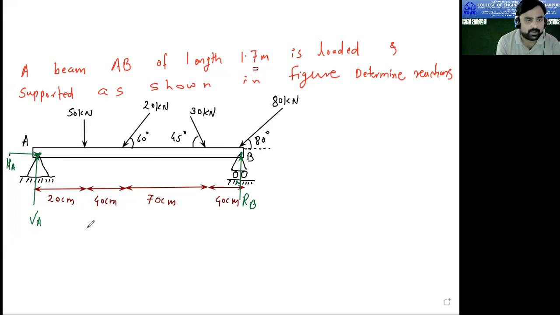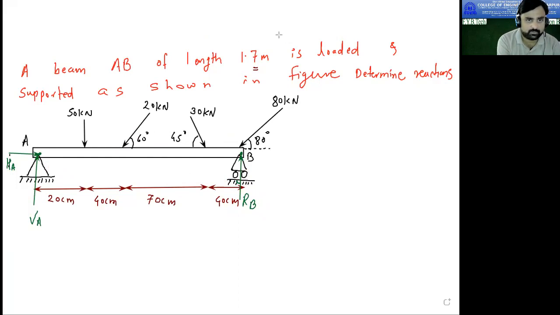Now I want to calculate these three values. What is the value of RB? What is the value of HA? What is the value of VA? These I need to calculate. So first of all, I will take the moment of all the forces about A equal to 0. HA is passing through point A, so its moment will be 0. VA is also passing through point A, so its moment will also be 0. What will remain? RB. So we will get the value of RB if we apply this equation.